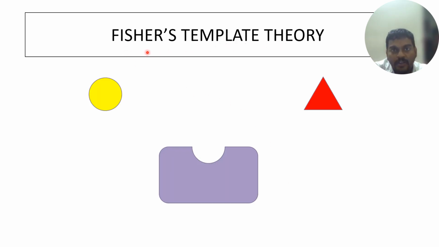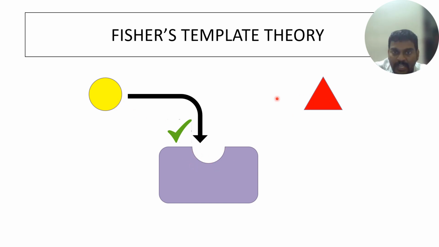According to this Fischer template theory, he explained that the active site of the enzyme is rigid. This is the enzyme and this is the active site of the enzyme, it is rigid. And he says that the active site shape is complementary to that of the substrate. If you have 2 substrates, only this substrate can get attached to the active site because the shape of this particular substrate is complementary to that of the active site of the enzyme.